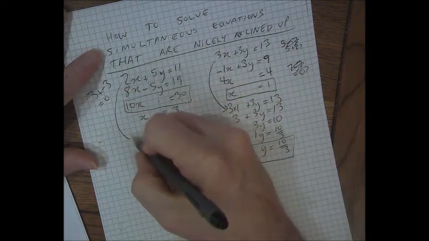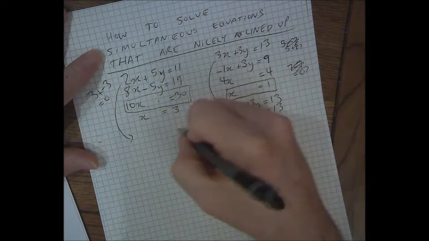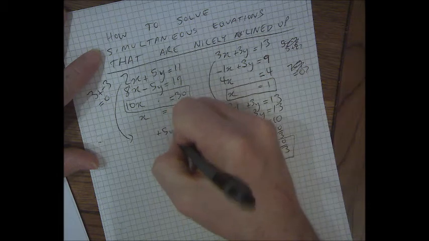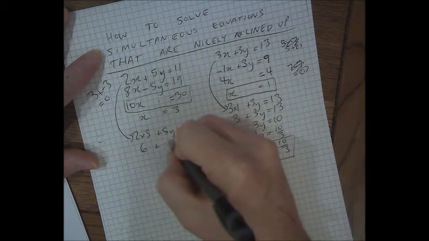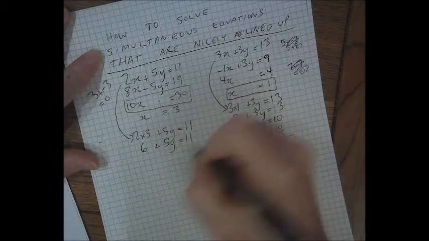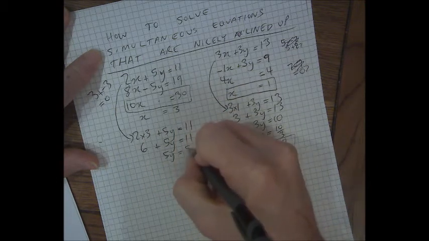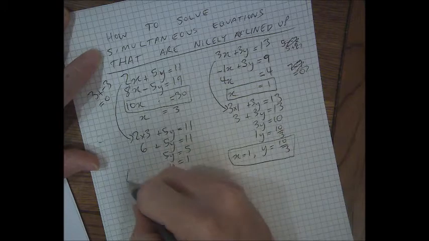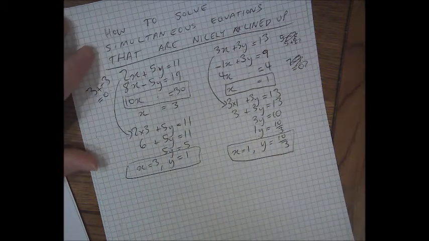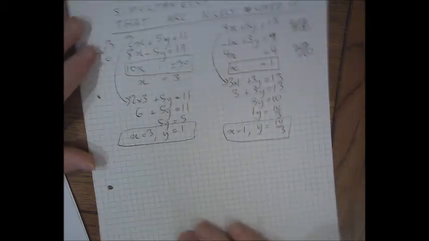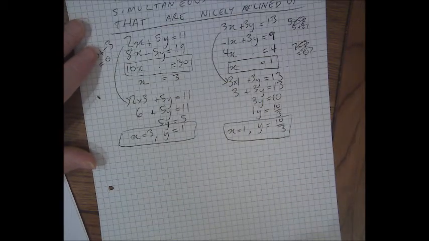Same thing here. Copy the 11, copy the 5y, but don't write 2x, write 2 times 3, because we just discovered that that's what x was. So our final answer is y equals 1 and x equals 3. So that's how you capitalize on a situation when simultaneous equations are all beautifully lined up.